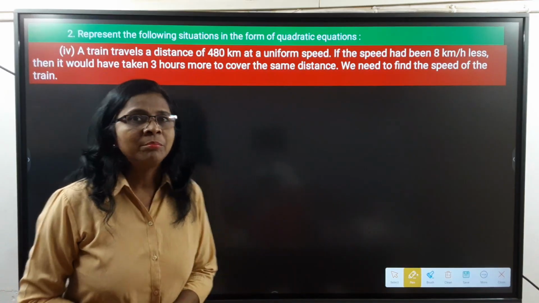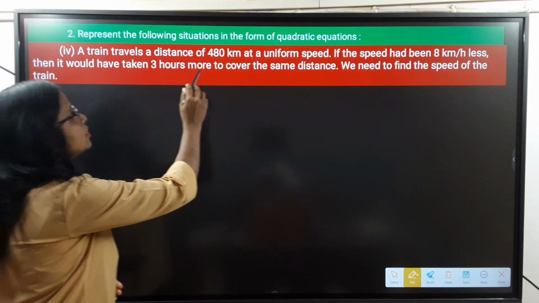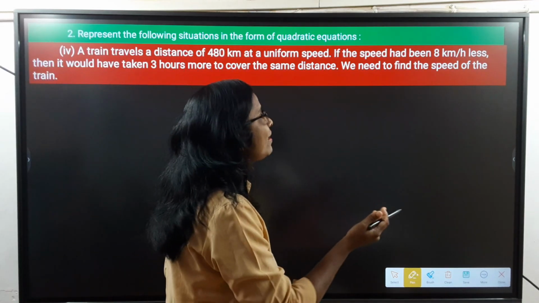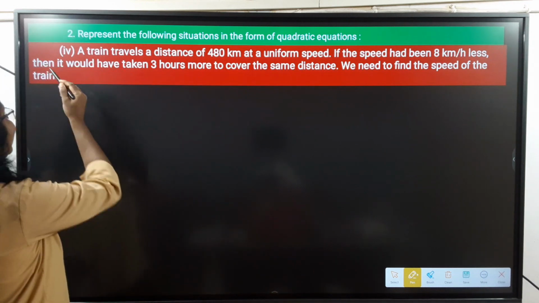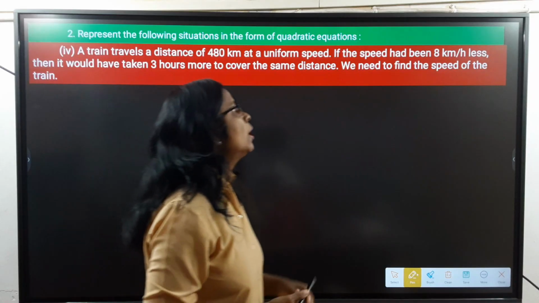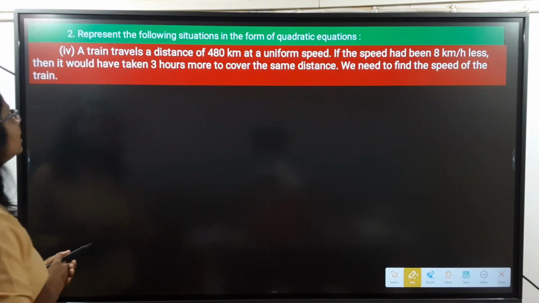Okay, next example. A train travels a distance of 480 km at a uniform speed. If the speed had been 8 km per hour less, then it would have taken 3 hours more to cover the same distance. We need to find the speed of the train.